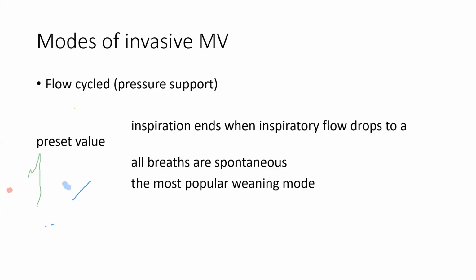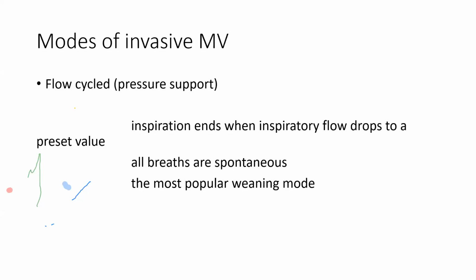The third popular and basic mode of mechanical ventilation is flow cycle. Flow cycle means that the inspiration ends when the inspiratory flow drops to a certain value that also you have chosen during your set. This is called pressure support, and the word support denotes that this is not a mandatory breath. It is a spontaneous mode where the patient is actually breathing spontaneously, but it is supported by the ventilator.